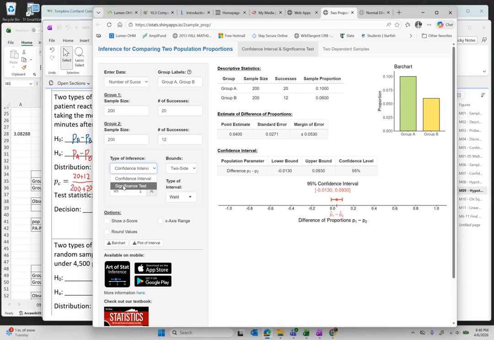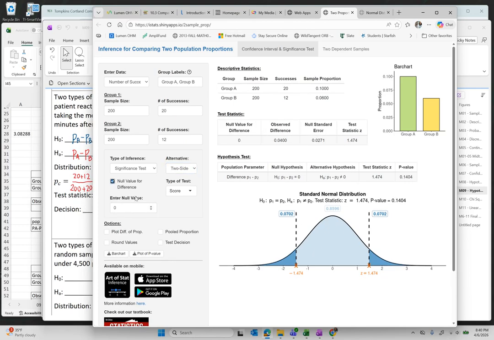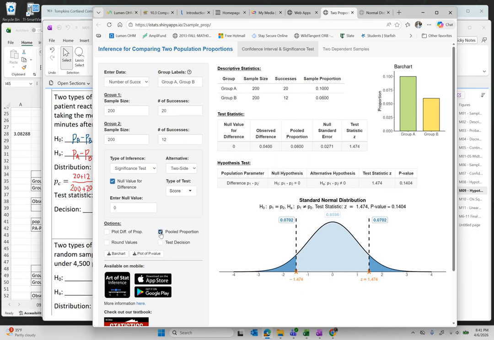I need a hypothesis test, so I'm going to select the type of inference to be a significance test. I have the option to do two-sided, left tail or right tail. I do want a two-tail test. The null value for the difference is equal to 0. The difference of proportions is equal to 0. And I want to see the pooled proportion, so I'm going to select that. And let's also see the test decision. Actually, let's wait and discuss it first, then see if it will pop up.